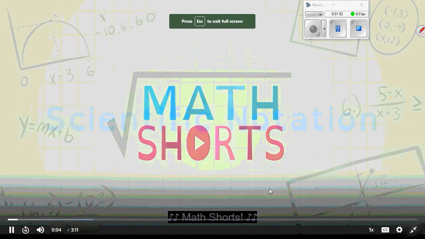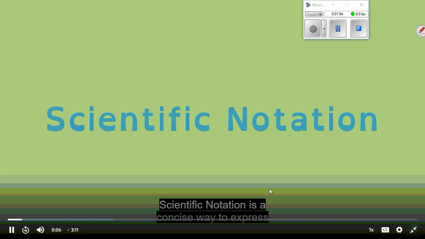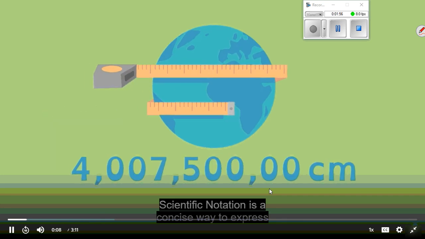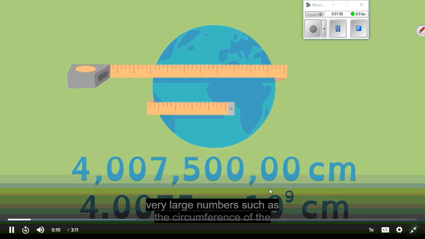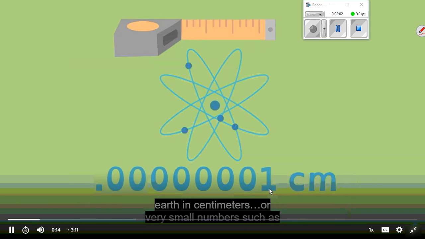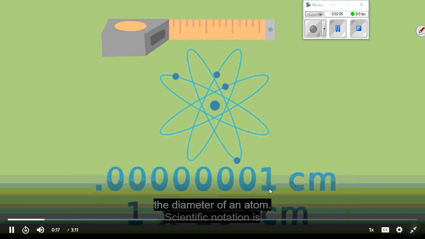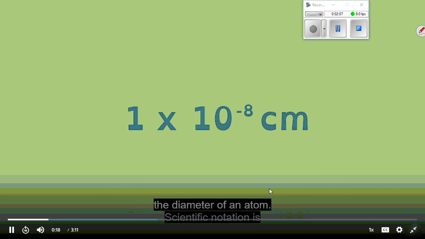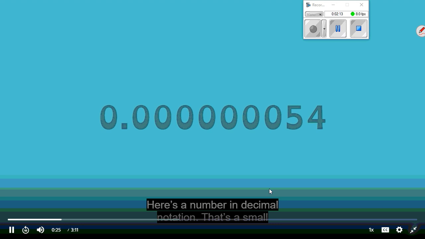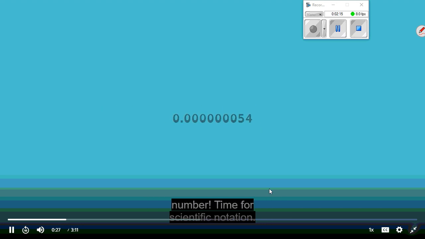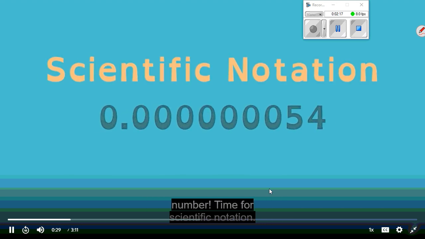Scientific notation is a concise way to express very large numbers, such as the circumference of the Earth in centimeters, or very small numbers such as the diameter of an atom. Scientific notation is written as a product of a number and a power of 10. Here's a number in decimal notation. That's a small number. Time for scientific notation.